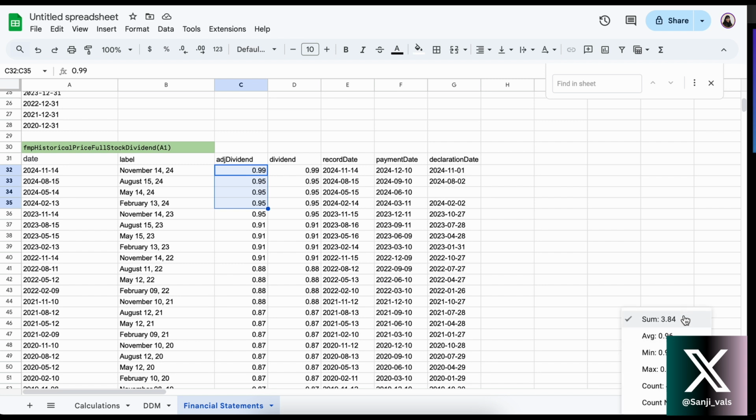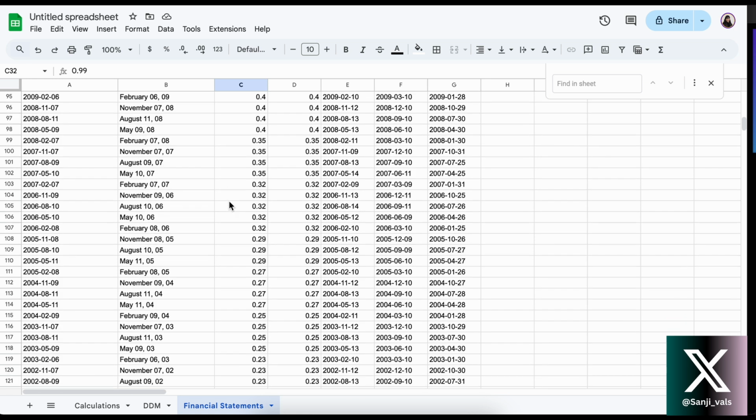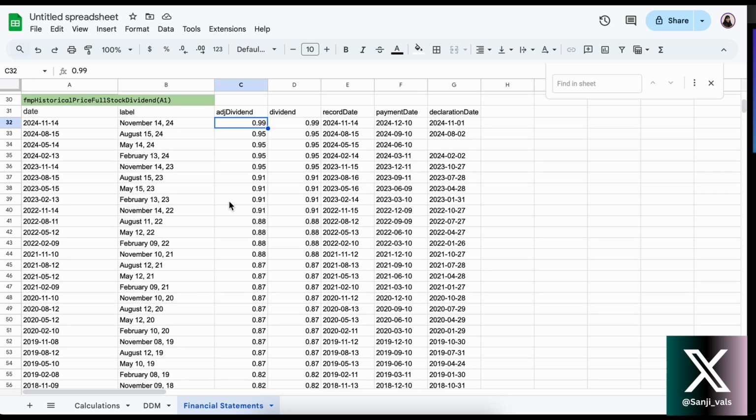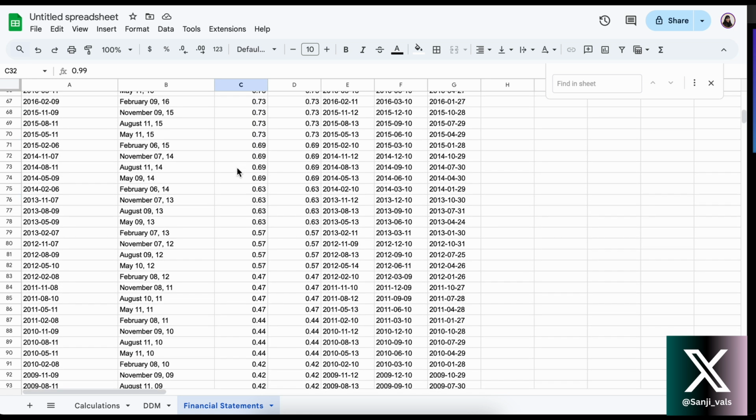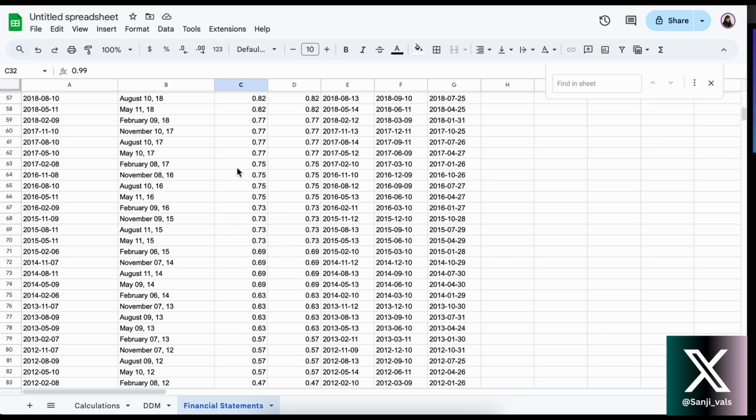The company paid $3.84 as a dividend per share annually, but each quarter it pays, for example, the last quarter, the company paid $0.99 as a dividend. That's the record day when the company declared and when the company actually paid the dividend. But remember, we need the adjusted dividend. The reason why I fetched all this data is to make sure that the company is regularly paying dividends and to see the dividend growth.